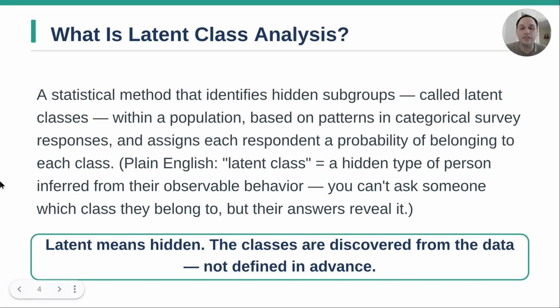Latent class analysis is a statistical method that identifies hidden subgroups, called latent classes, within a population, based on patterns in how people answered categorical survey questions. The word latent is important. The classes aren't directly observed. You can't ask someone which segment they belong to. Instead, their pattern of responses across a set of categorical questions reveals their underlying type. The method infers the classes that best explain all the response patterns it observes, and then assigns each respondent a probability of belonging to each one.